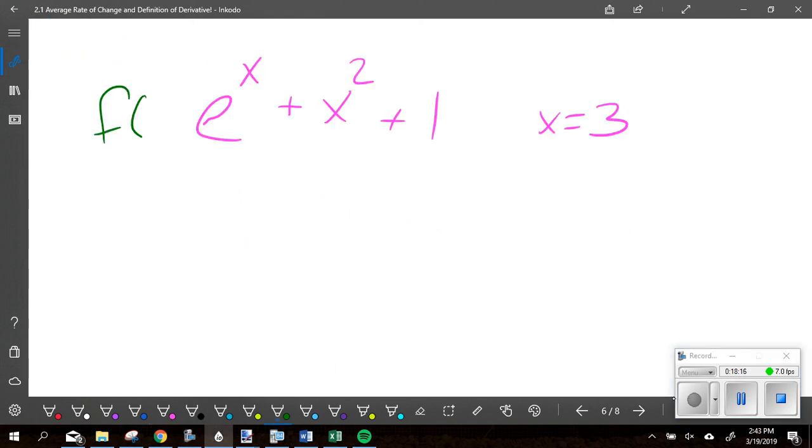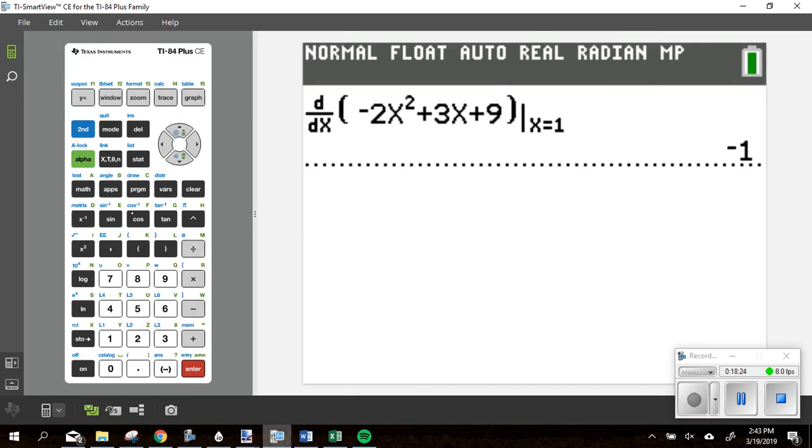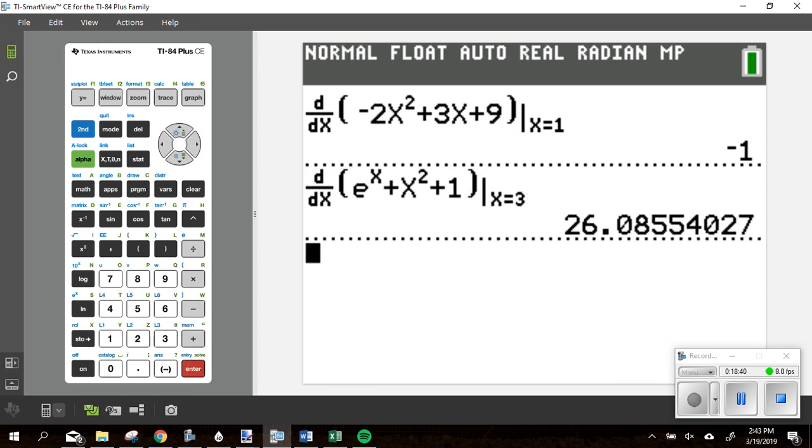So this is f of x. Our job is to find f prime at 3. And so to find f prime at 3, we are using our calculator. We are going math 8, dx on the bottom. Inside the equation, we're typing e to the x plus x squared plus 1. And at the end, it's x equals whatever my x value is. In this case, it's 3. I hit enter. I get an answer. Is that what you got?